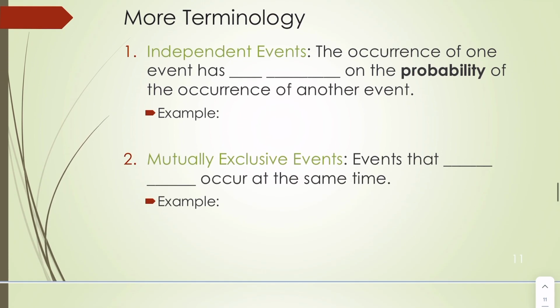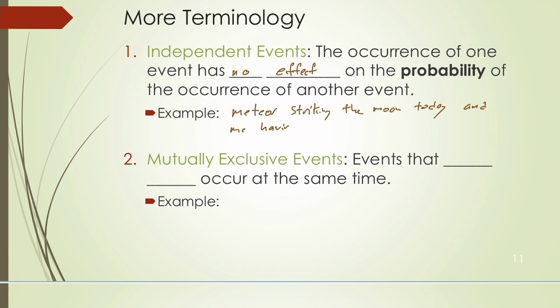Okay, more terminology. Independent events. This is when the occurrence of one event has no effect on the probability of the occurrence of another event. So they just don't have any effect on each other. Example: a meteor striking the moon today and me having cherry yogurt for lunch. There's no way they're related. There's just no relation there.